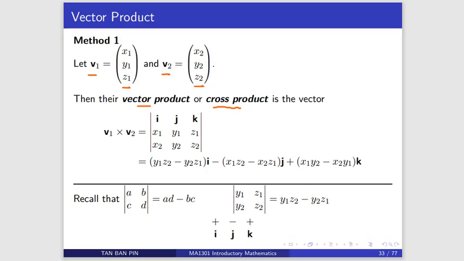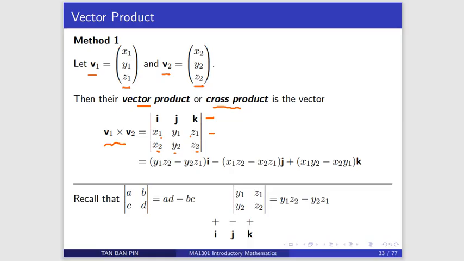The first method you can use is the determinant. You can use a 3×3 determinant. So V1 cross V2: in the first row you write i, j, k. Then in the second row you write the components of V1, which are x1, y1, z1. Then in the last row you write the components of V2, which are x2, y2, z2.